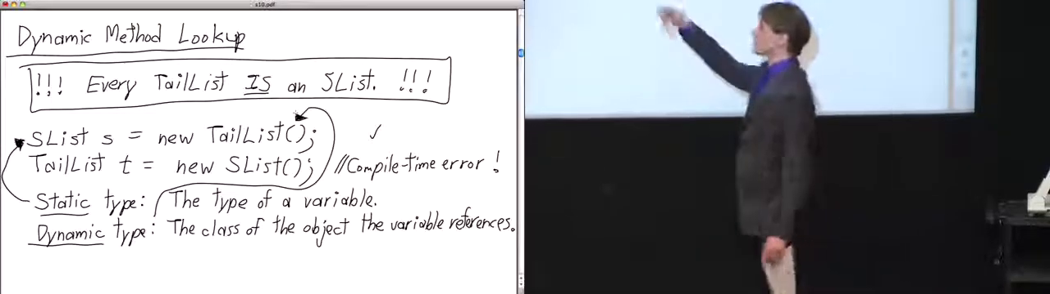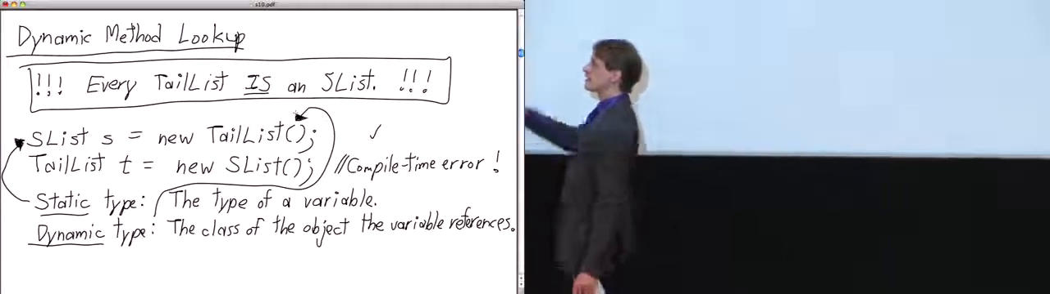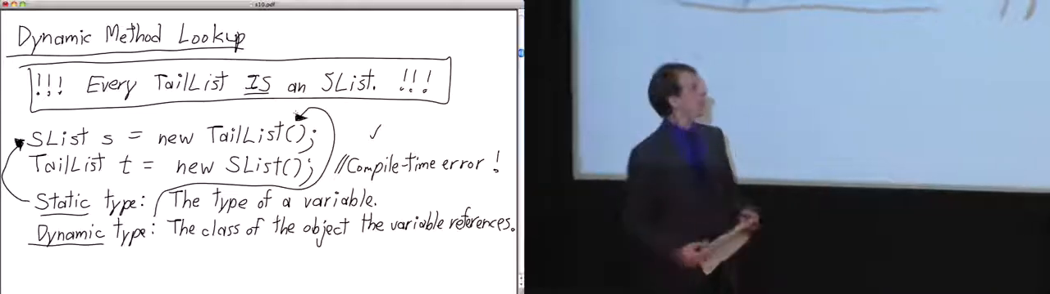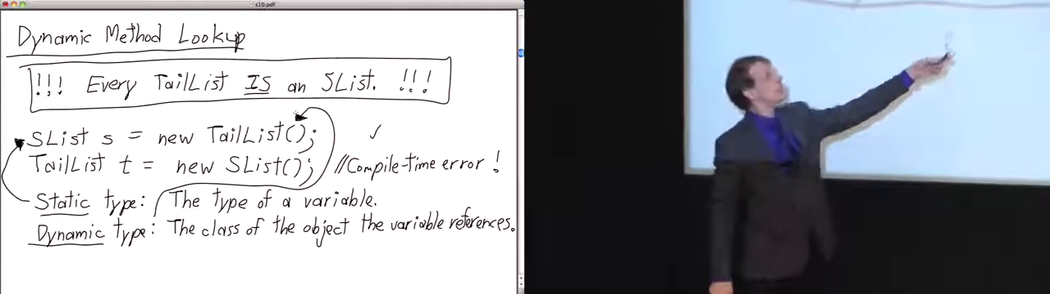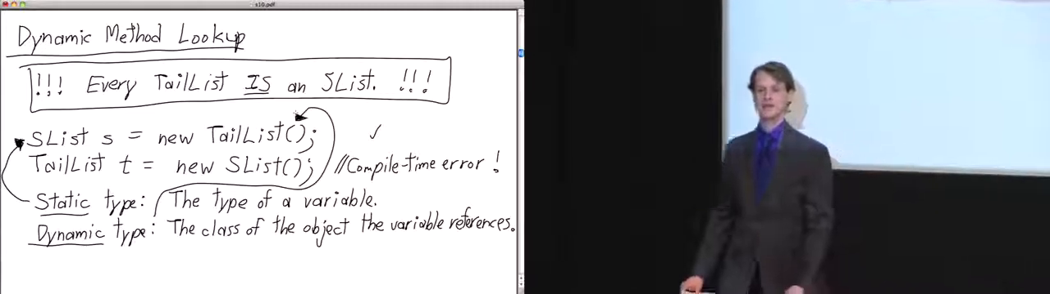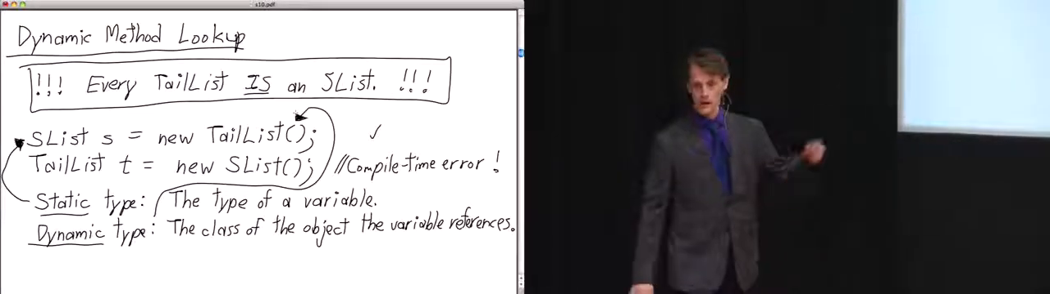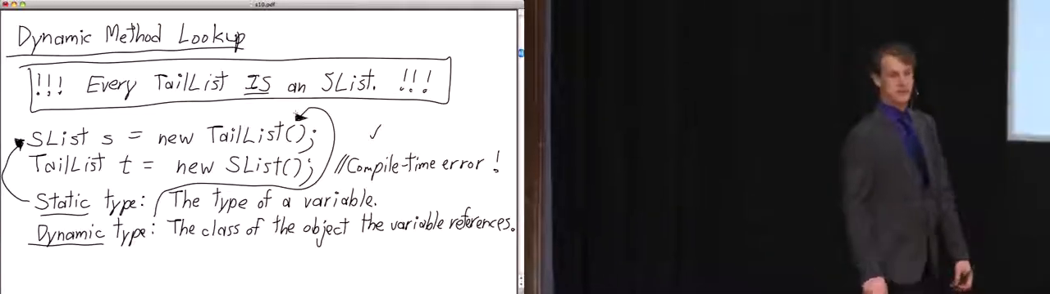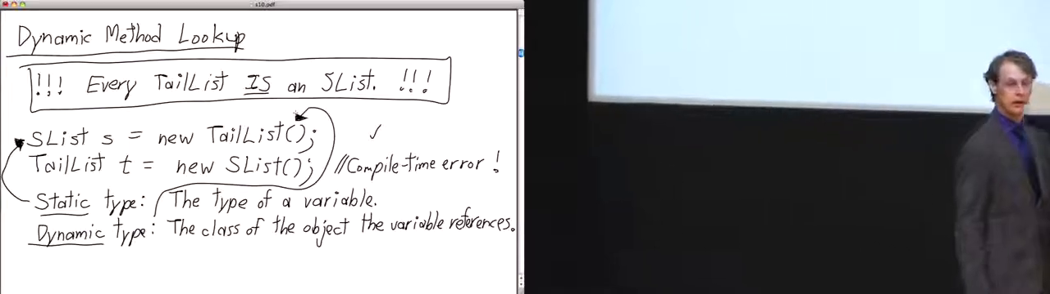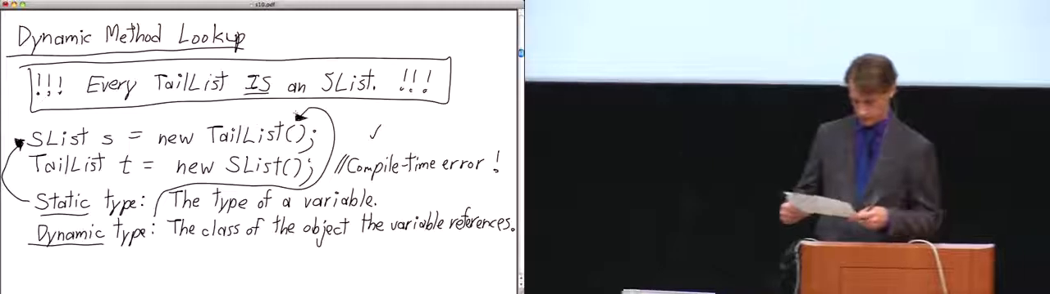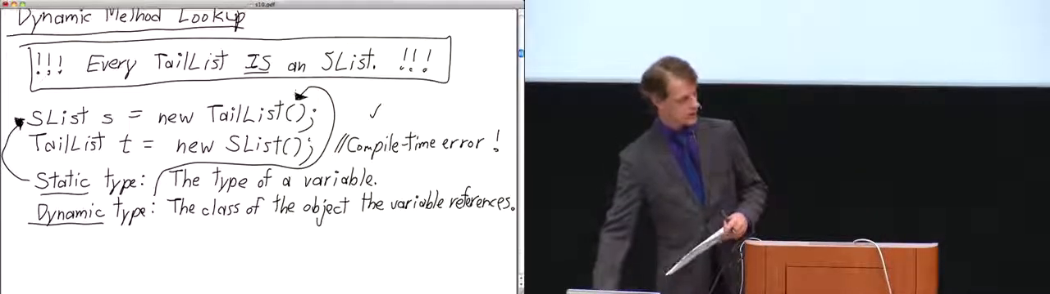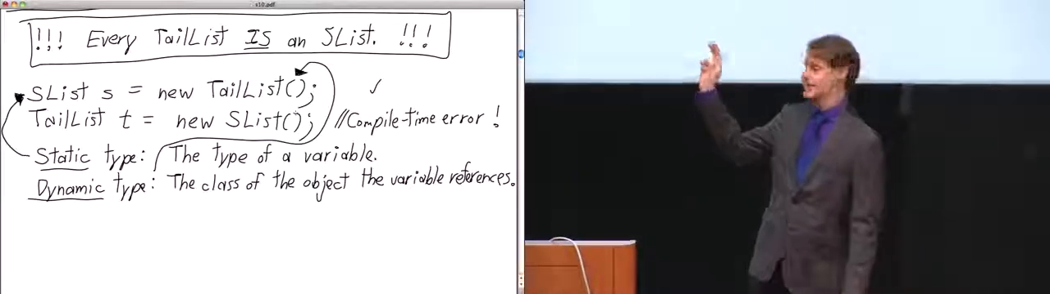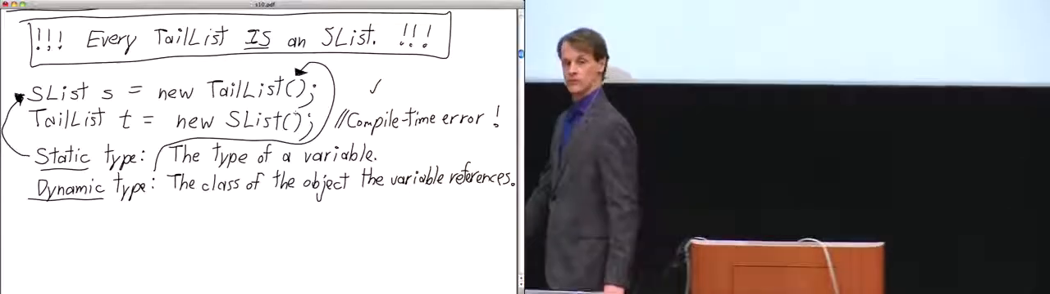The reason for these names, the static type is called the static type because it never changes. Once I declare S to be an SList, S has static type SList forever. The dynamic type can change all the time. So one moment I might say S equals new TailList, so now its dynamic type is TailList. A line of code later I could say S equals new SList, and now the dynamic type is SList. So the dynamic type can change every time I reassign a variable. Just as a shorthand, a lot of the time I'm just going to say type for static type and class for dynamic type when I'm talking about what a variable is.